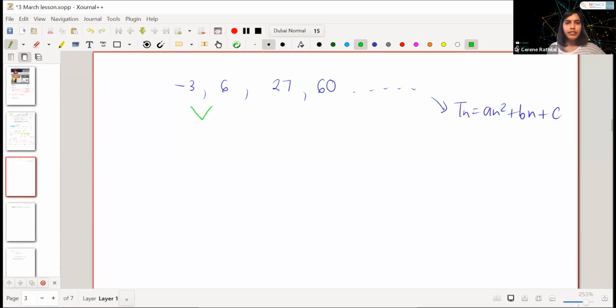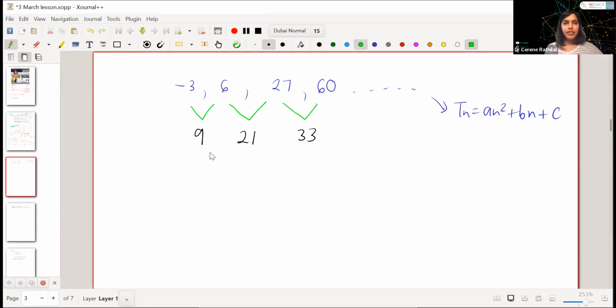Let's first calculate the first difference on the consecutive terms. What values do you get? To get this difference, I need 6 minus minus 3. That's just going to be 6 plus 3, which is 9. What is 27 minus 6? That is 21. What is 60 minus 27? That gives me a value of 33. Are we all good at this point? Use your reactions to let me know that we're all happy with what's been written down.